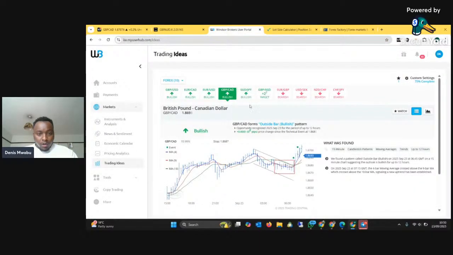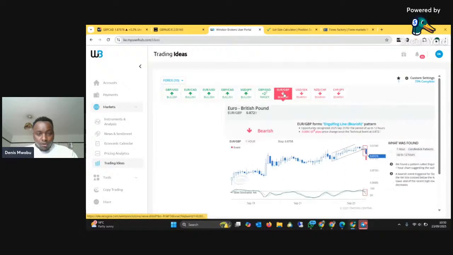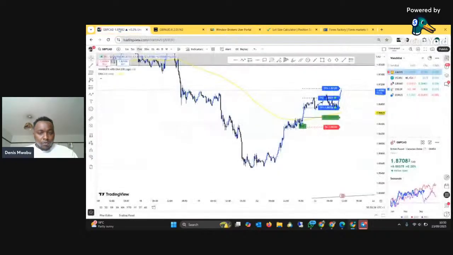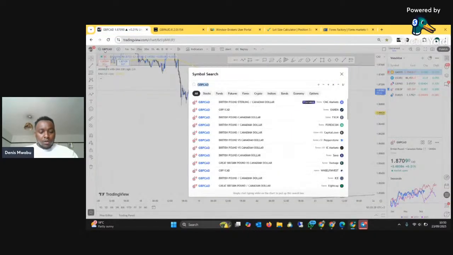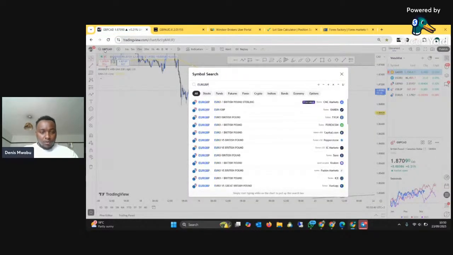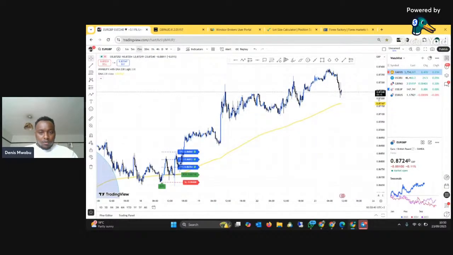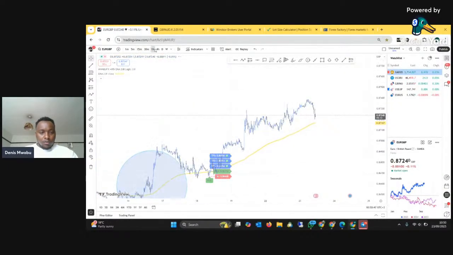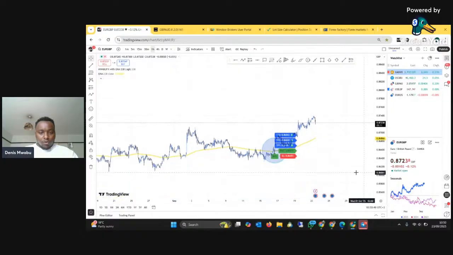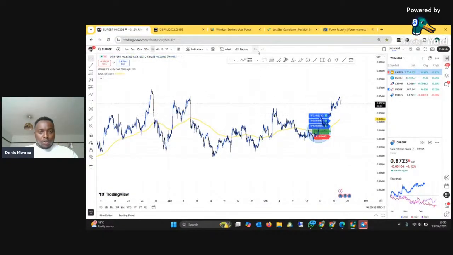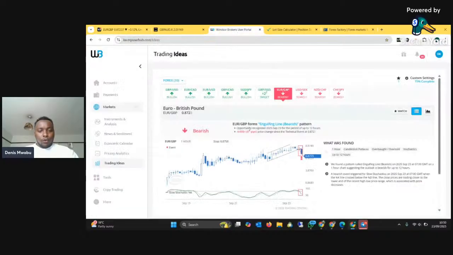We take a look at Euro GBP, 1 hour time frame. Not yet, man. We are on a very bullish thing here, so we don't want to go against the trend. We want to follow the trend.